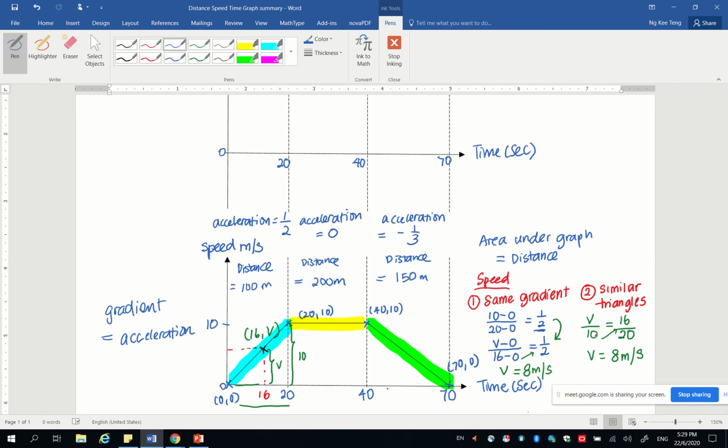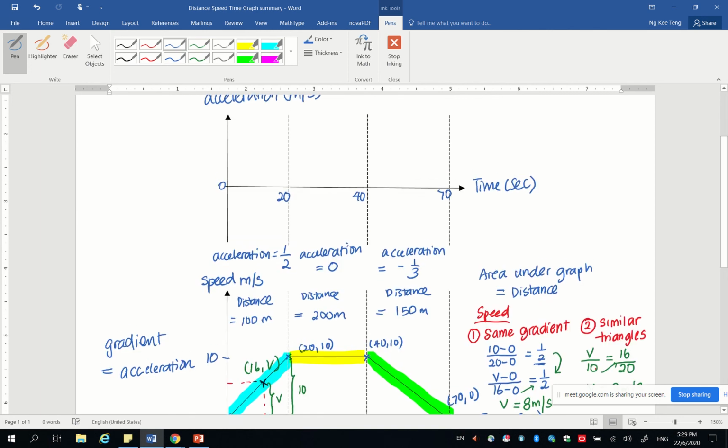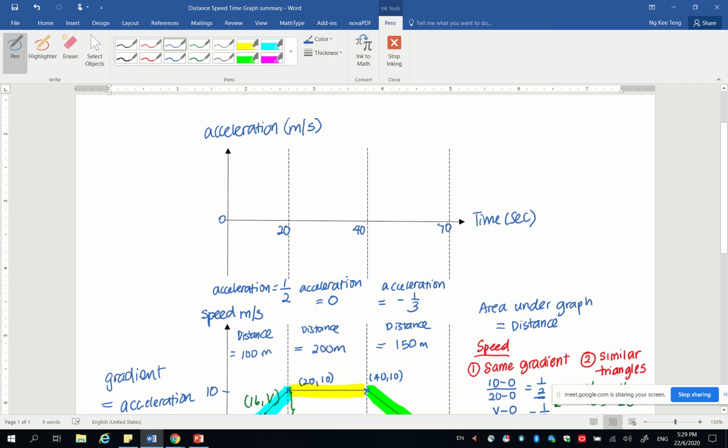I think so. Because the height is 10, then the base is 30, height divided by base. So 1/3, correct, but it's negative, right? Okay, never mind. Correct. So now how am I going to draw this on my acceleration time graph?